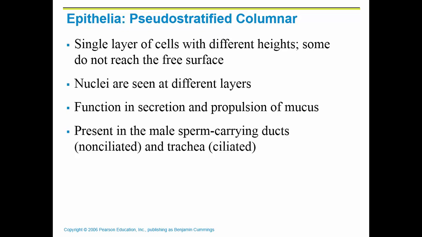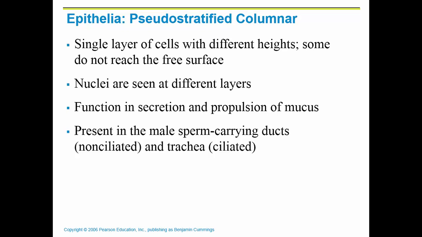This next type is called pseudostratified, and pseudo means false, and stratified means many layers. So this is actually a columnar-shaped cell that is one single layer of cells, but because the nuclei are not towards the basement membrane like in simple columnar, they're actually at all different levels. It looks as though it has many different layers.